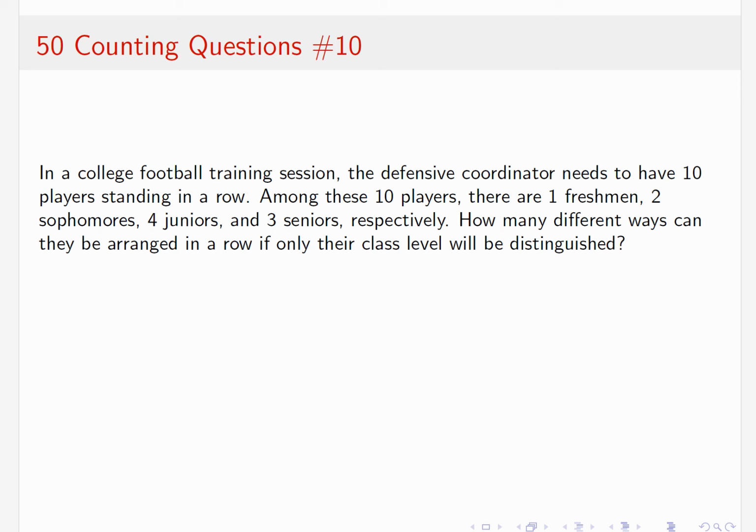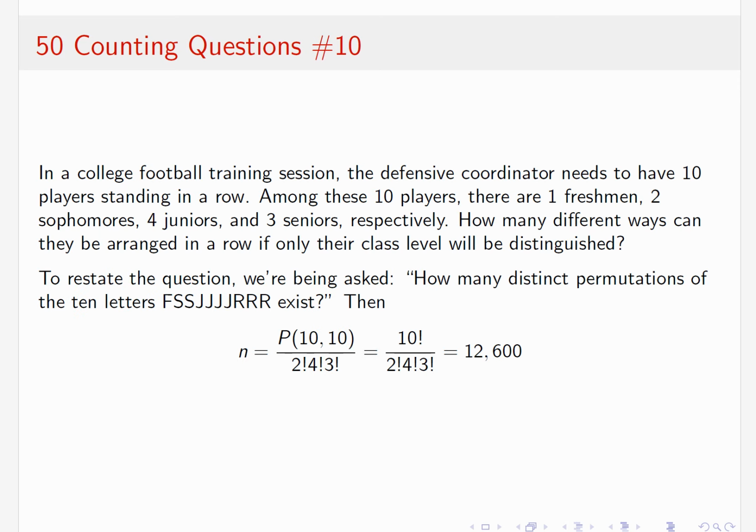Okay, and so this confuses a lot of people, but what are we doing? We're basically asking, wait, how many distinct permutations of the 10 letters F, S, S, J, J, J, J, R, R, R exist, right? If that's all, it doesn't matter what their name is or how tall they are. It doesn't matter anything except whether they're freshman, sophomore, junior, or senior. Okay, so we're just saying, hey, in how many different ways can we permute this? Okay, and the answer is, well, 10 factorial. Anytime I have 10 objects and I'm trying to permute them, I have 10 factorial.